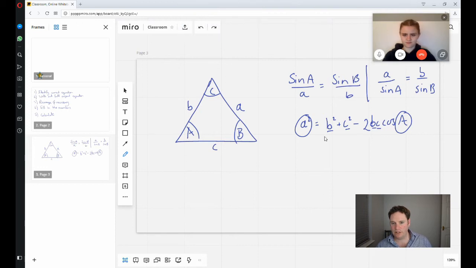This one here, we can also write as cos A equals b squared plus c squared minus a squared over 2bc. So if we want to find the angle, then it makes sense to start off with this form of it.